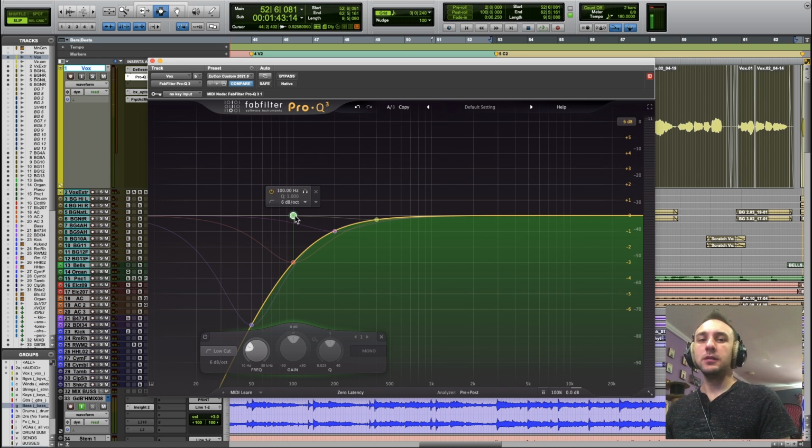So just by looking at this, we can see already that this corner frequency of 100 hertz is not a brick wall. There are frequencies above 100 hertz that are being affected, even though this is just a 100 hertz filter. And obviously, the frequencies below 100 hertz are definitely being affected.